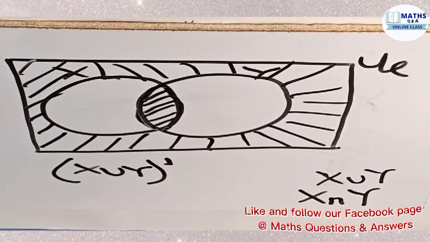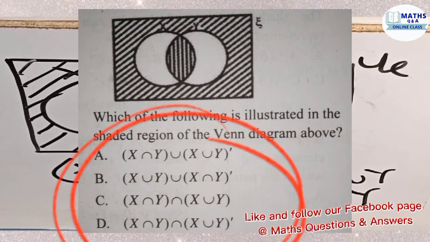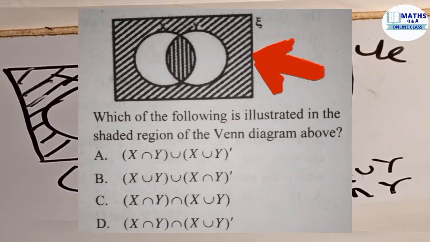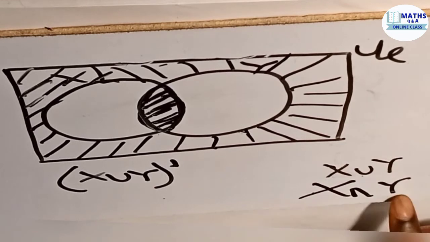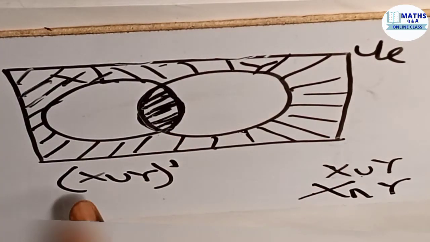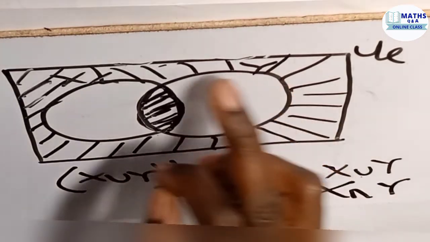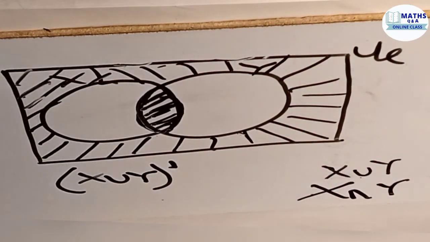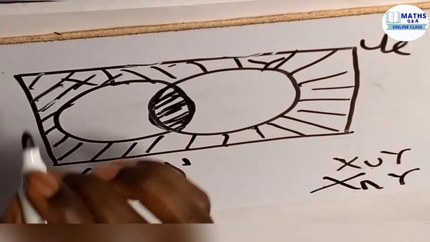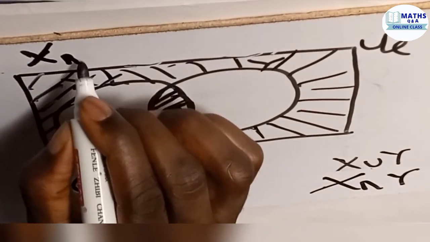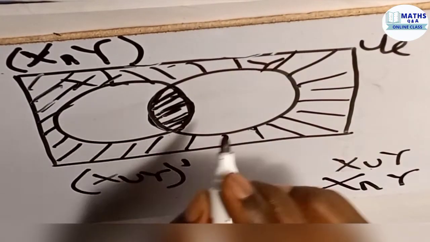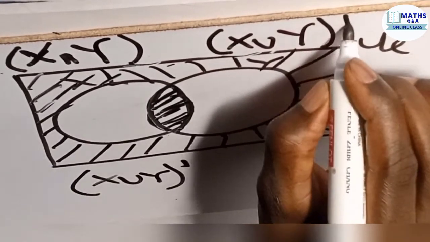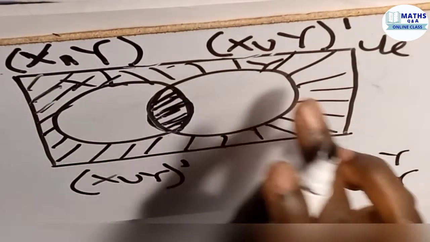Now let's get back to the question. Which of the following is illustrated in the shaded portion of the Venn diagram above? So we have X intersection Y here, which is this one. And then we have (X union Y) complement also here, which is all the members outside the sets X and Y, right? So those are the portions that are shaded. So we have X intersection Y, which is shaded, together with what? (X union Y) complement. So this side and this side are all shaded together.